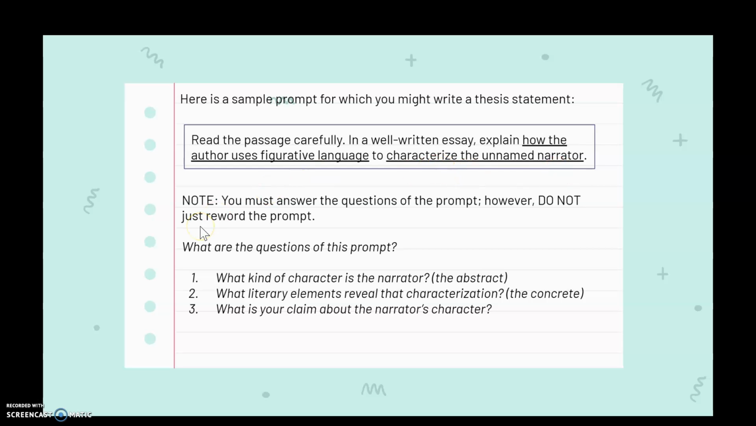Here's a note. You must answer the questions of the prompt. Do not just reword the prompt. So let's break this down. What are the questions of this writing prompt? What kind of character is the narrator? That's our abstract. What literary elements reveal that characterization? The concrete. And what's your claim about the narrator's character?